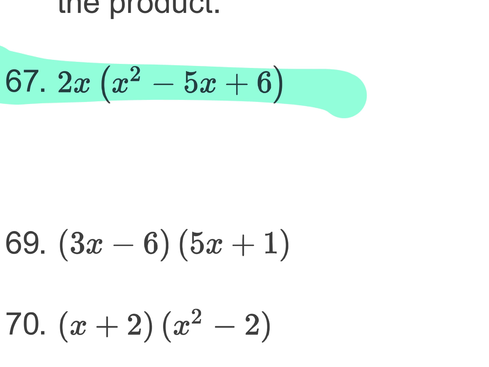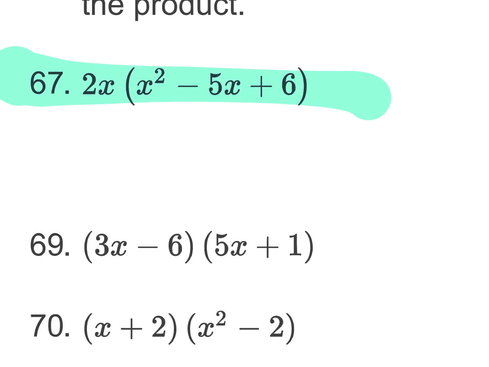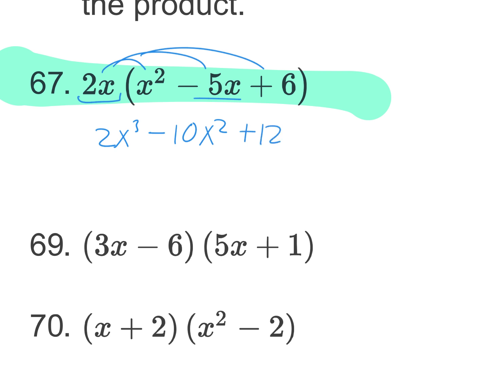All right, fairly simple problem. Distribute, right? If I just have one single term on the outside, I can distribute it to each of those terms. And as always, it's coefficient times coefficient, variable times variable, right? So 2x times x squared is going to get me 2x to the third. 2x times negative 5x is going to get me a negative 10x squared. 2x times 6 is going to get me a 12x. Nothing more we can do to that. That is our final answer.